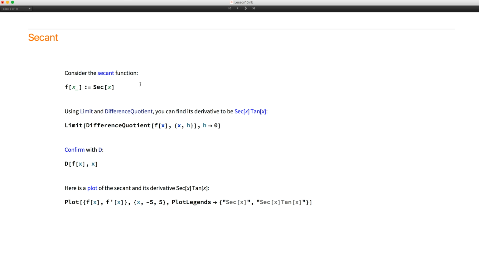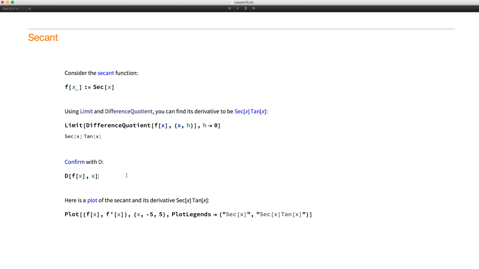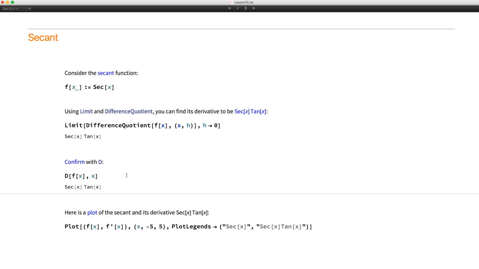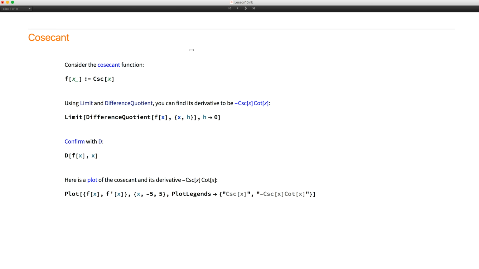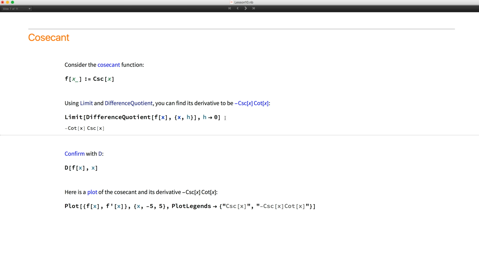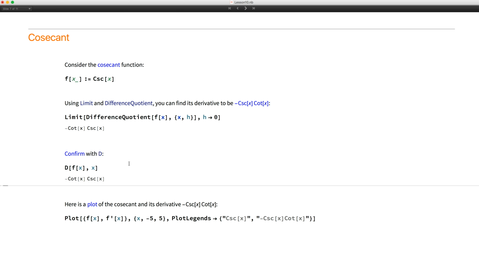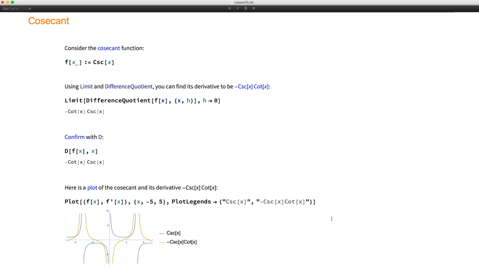Okay, now we go on to the reciprocals. The secant function has derivative secant x times tangent x, and here's a confirmation with D. Let's plot them both, and there you are. Next, we go on to the cosecant function. That's the reciprocal of sine, and its derivative is negative of cotangent times cosecant. Confirm that with D, and once again we can plot it to get the function and its derivative.